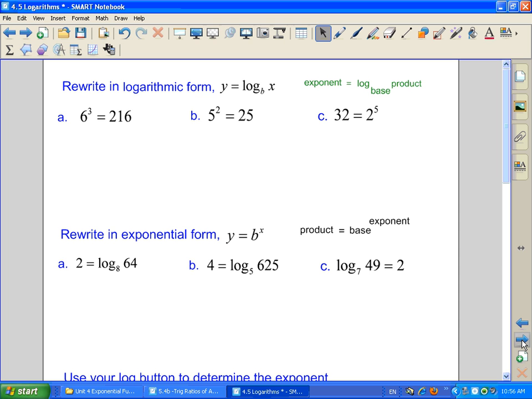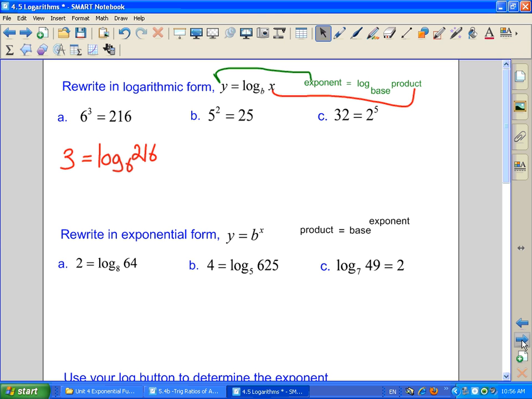All right. Second page, ladies and gentlemen, remember it's asking us to write it in logarithmic form. So just remember that the y is your exponent and the x is your product. To rearrange this, we start with our exponent. So it's going to be 3 equals log of what's my base? 6, of 216, which is your product.